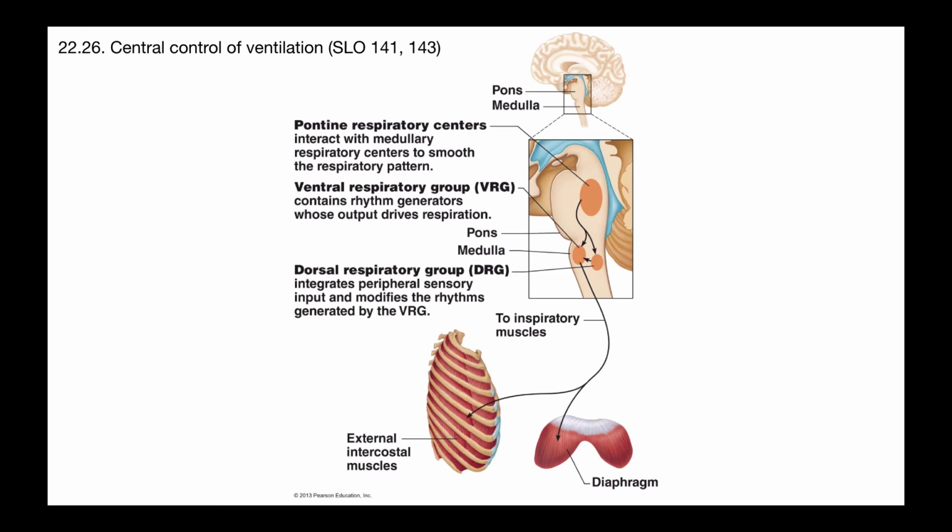Okay, so I guess the basic thing to remember is these deep brain centers are interacting with one another and setting up the basic rhythm for respiration. And that basic rhythm is to keep the blood as oxygenated as it needs to be for whatever your baseline level of activity is. So this works when you're running, this works when you're sitting in class, this works when you're sleeping.